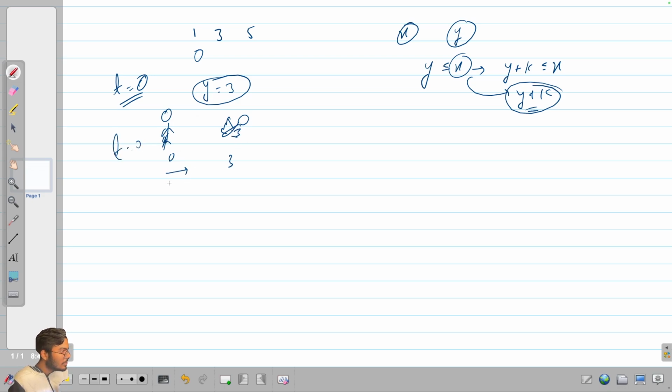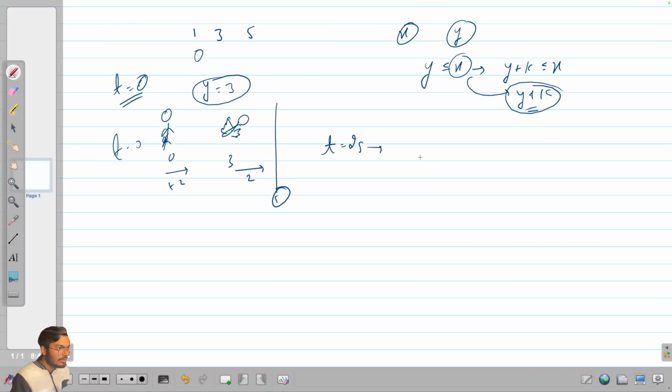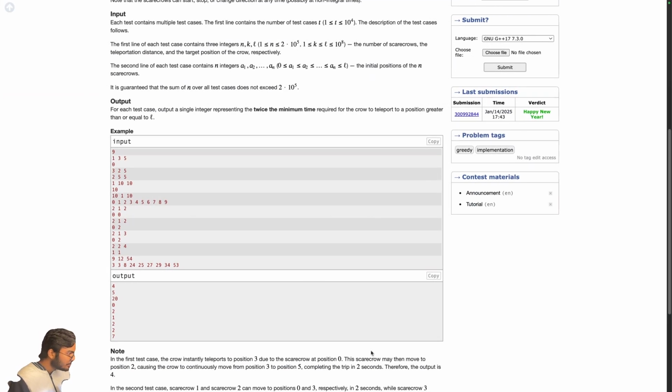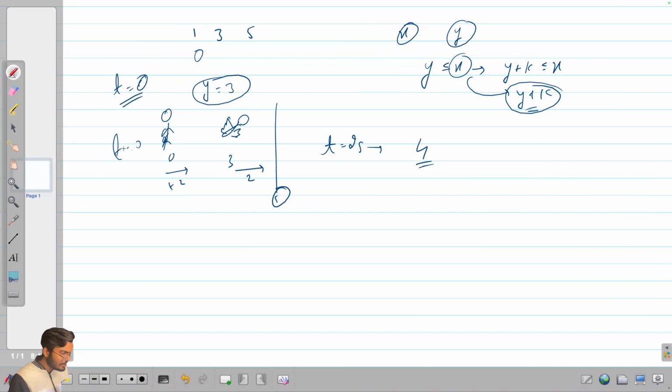So both will move for 2 seconds like this: for 2 seconds the crow will move 2 units right, and the scarecrow will simultaneously move 2 units right to reach the position 5. So the total time it takes will be equal to 2 seconds, and hence, since we have to print twice the minimum time, the answer will be 4 for this test case. I hope that was clear. Yeah. Let's discuss the next test case. I think this will give you more clarity.